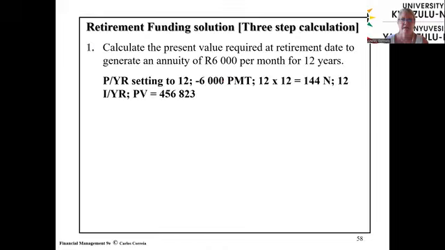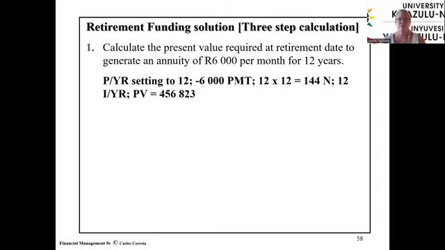It doesn't have to be a negative because it's going to be, how much you have to invest? No, it is, because it's going to be an outflow. She's going to draw it out of this fund every month for 12 years. So that's 144 is our N. 12 is our IYR. The computer will divide the 12 by 12. And the PV is 456,823.